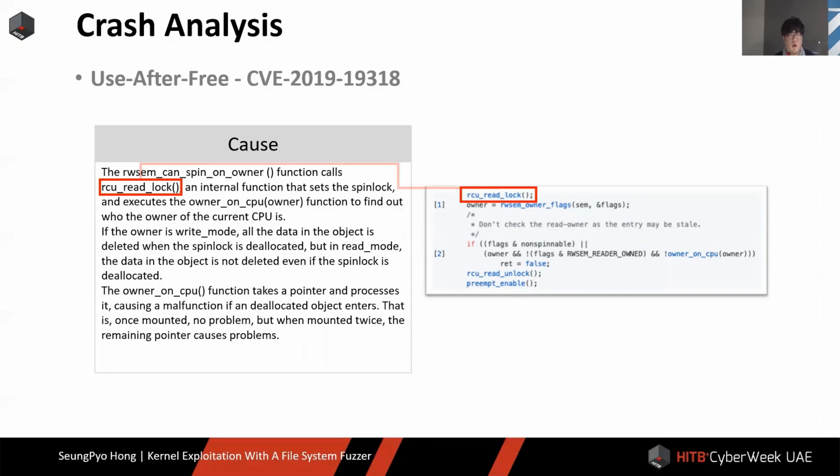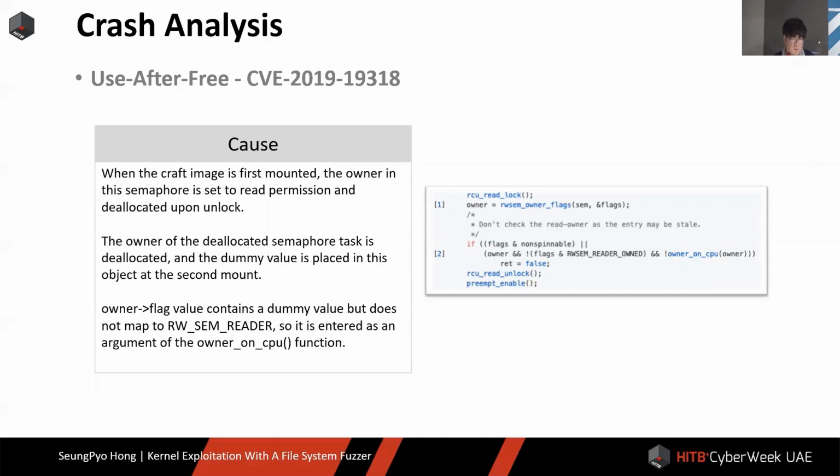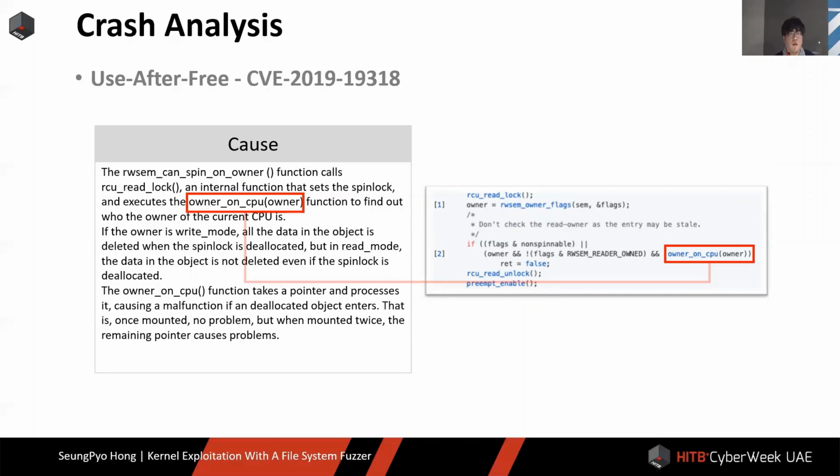The vulnerability is a UAF vulnerability that was caused by the rwsem_can_spin_on_owner function. It calls rcu_read_lock and executes the owner_on_cpu function to find out who the current owner is. If the lock is freed when the owner is in write mode, all data in the object is also deleted. But in read mode, the data in the object is left even if the lock is freed. So it is used as core dump information.